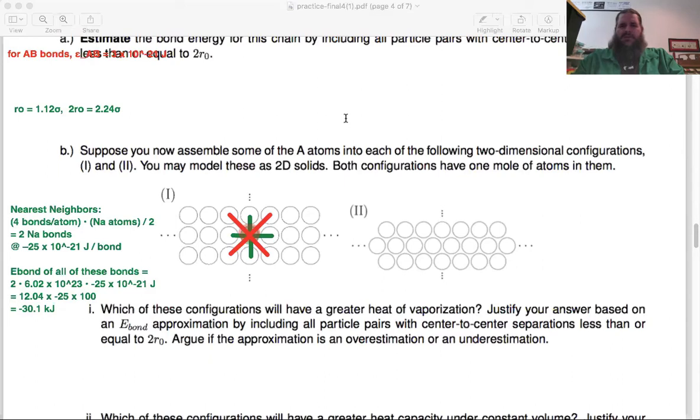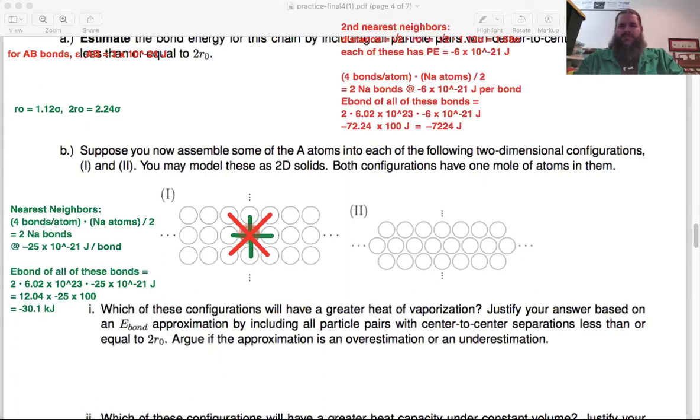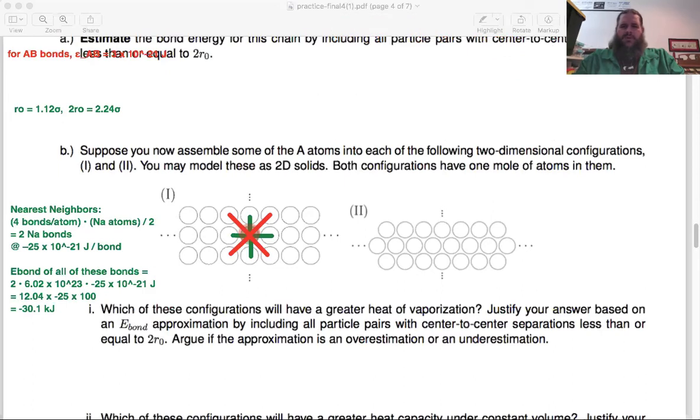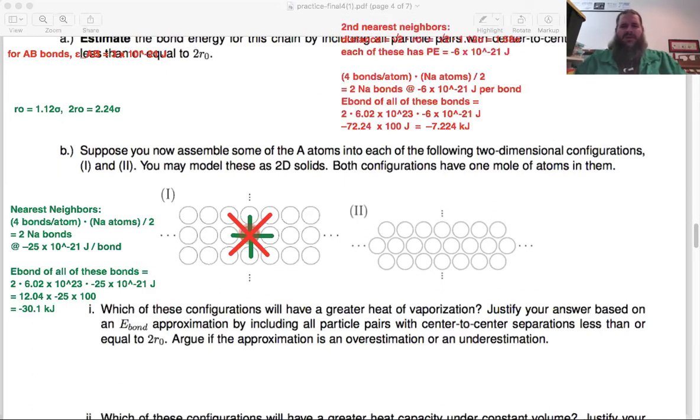Then we've got 2 times, well, 6.02 times 6 would be 36.12. Times 2 would be 72.24. And then with the negative as well. So that's -7,224 joules. Or if we convert to kilojoules by shifting the decimal point 3 spaces, negative 7.224 kilojoules. So that's the extra bond energy associated with all these second nearest neighbor bonds. Any questions on that calculation so far?